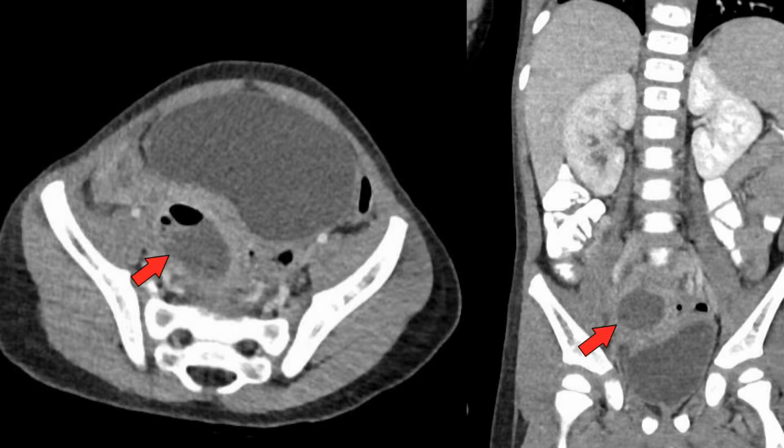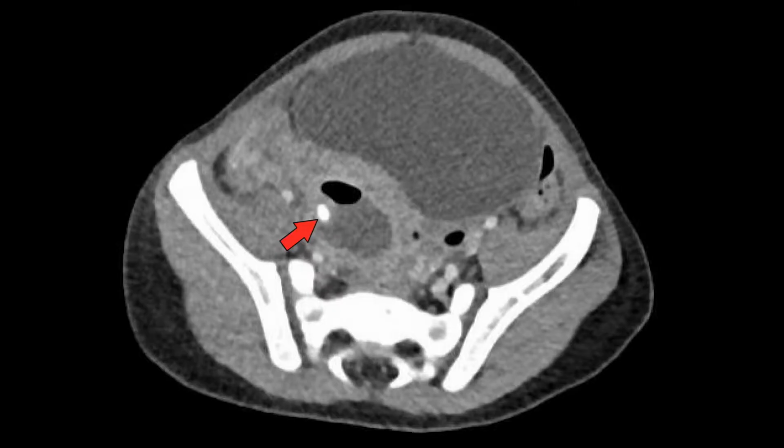You can see a large collection of fluid with extensive fat stranding with no normal appendix identified. Here's the appendicolith that likely started this whole disaster.